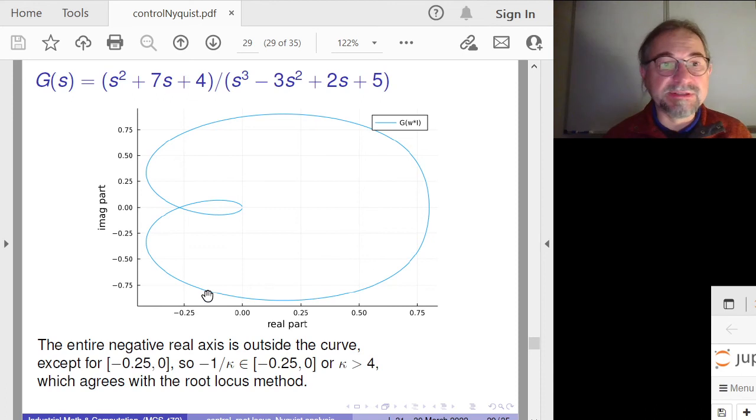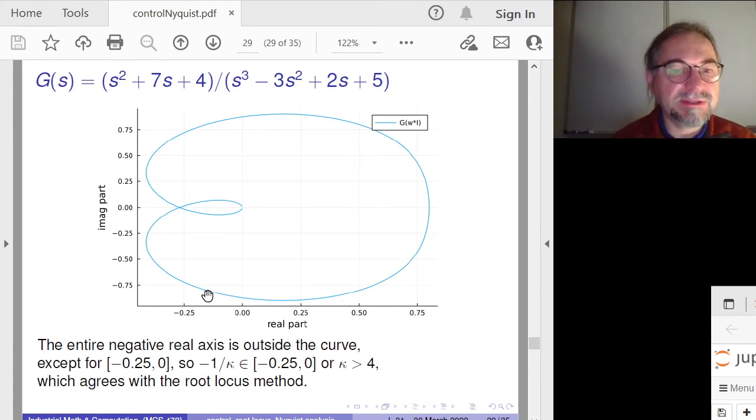This is the same example as I used with the root locus method. Now we see that the critical threshold for kappa is 4. With the Nyquist analysis, you look for that segment of the negative real axis that is contained in this loop. Here we have a tiny segment between negative 1 over 4 and 0, and that is the range for the negative 1 over kappa. So kappa will be larger than 4. With the Nyquist analysis, we have solved exercise 2.